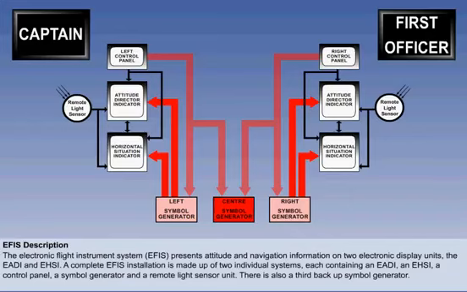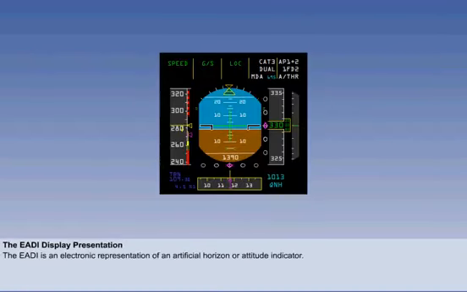In this lesson, we are going to look only at the Electronic Attitude Director, or EADI, part of the EFIS system. The EADI is an electronic representation of an Attitude Director Indicator. Here is the traditional gull wing motif of the attitude indicator in a slightly modified form, overlaid on the horizon background. The EADI therefore displays normal pitch and roll attitude indications.